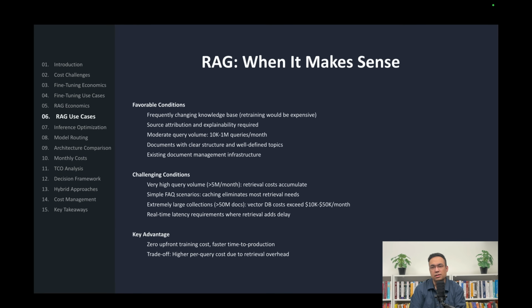And number four is real-time latency requirements, where retrieval can add unacceptable delays. Let's say you need sub 100 millisecond responses, then the overhead of the embedding generation and the vector search can become a concern.